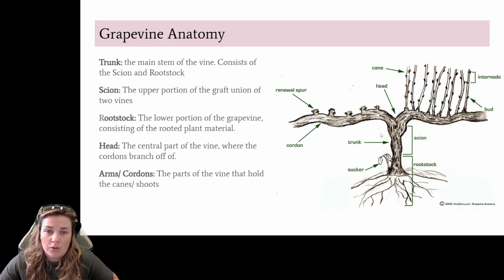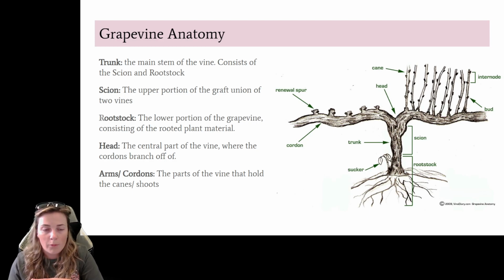So we have the trunk, which consists of the scion and the rootstock, right? The scion is the upper portion where we've grafted onto, and the rootstock is a different vine. Typically for vines in the United States and even across the world, they're grafted, which means that the rootstock is typically an American rootstock, an American native variety, and that's because we have this horrible pest called phylloxera that ravages and eats through the roots and the soils all over the world now. American rootstocks are very resistant to phylloxera, so that's why we have to graft.